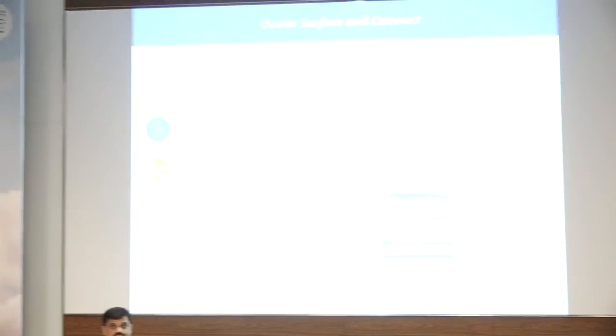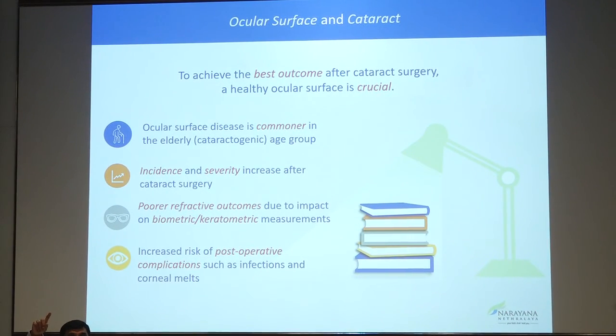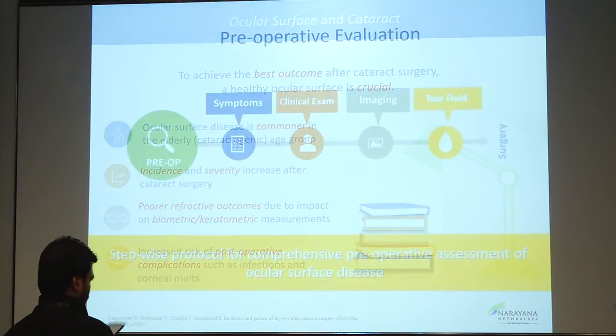Thank you, Dr. Krishna Prasad Kudlu and his team, for this opportunity. My talk today is on ocular surface and cataract. To achieve the best outcome after surgery, one of the most important factors is a healthy ocular surface. We all know that the incidence and severity of this increases after cataract surgery, and the outcome is poorer. The poorer outcome is dependent on your refractive outcomes, even pre-surgery. And there's always a chance of most post-operative complications followed with this.